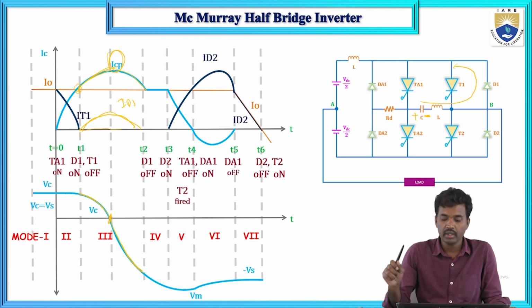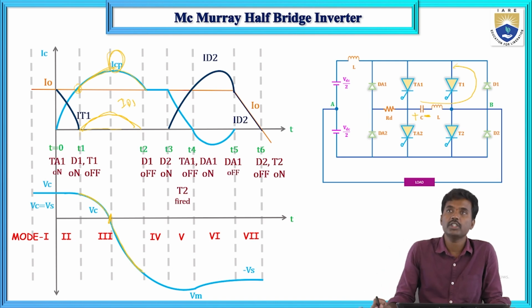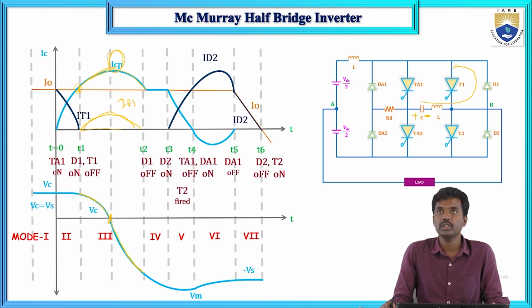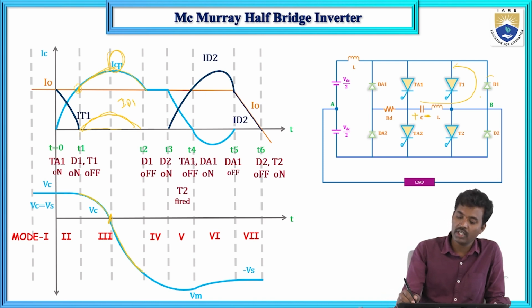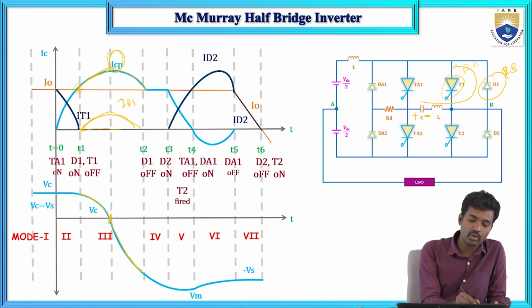While D1 is conducting, T1 will be turned off. What do we mean by circuit turn off time? Circuit turn off time means the time for which the SCR is in reverse bias mode. When the SCR is in forward bias it is on, and when it is in reverse bias it is turned off. So when diode D1 is conducting, this is the circuit turn off time.